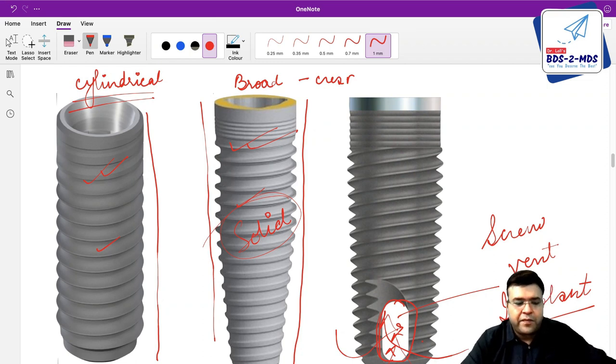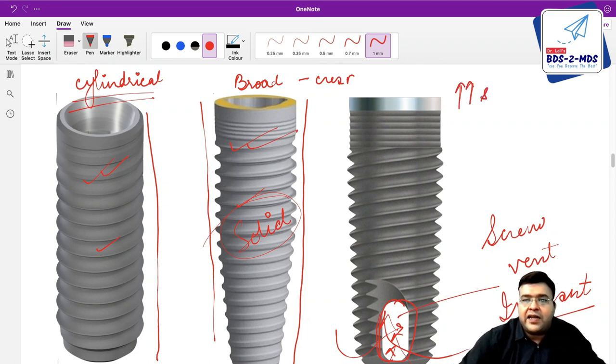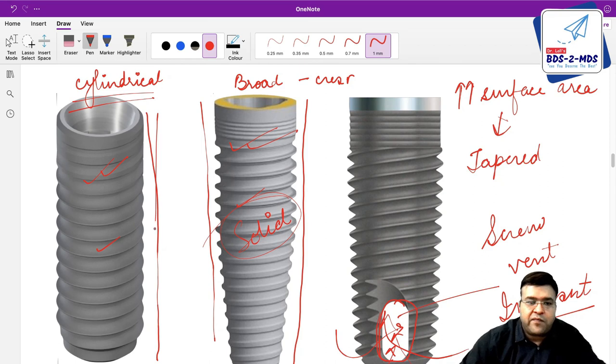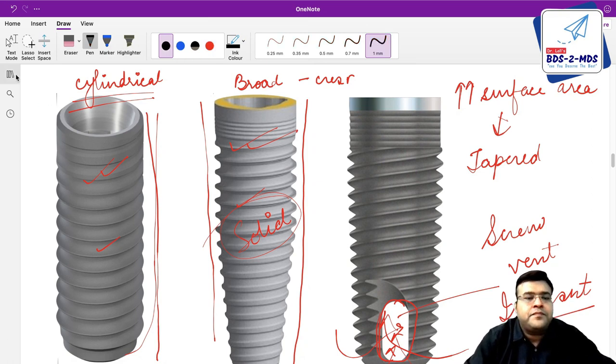So you have different types of implants with different research. Like a cylindrical implant will always have increased surface area as compared to the tapered implant, right? Why? Because a cylinder will always have more surface area, and more surface area means better osseointegration potential, right? So this is how different implant studies have been done, and people have different varieties of implants which are available.